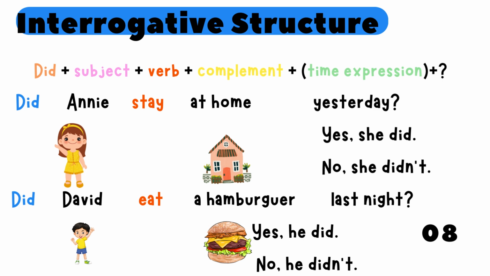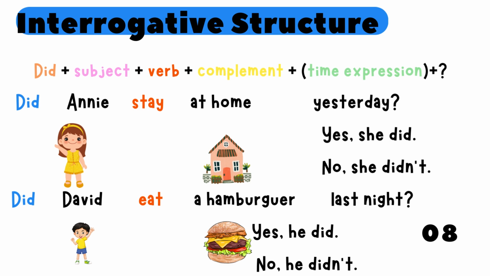Interrogative structure. Auxiliary did plus subject plus verb plus complement plus time expression plus question mark. For example, did Annie stay at home yesterday? Short answers: yes, she did. No, she didn't. Did David eat a hamburger last night? Yes, he did. No, he didn't.